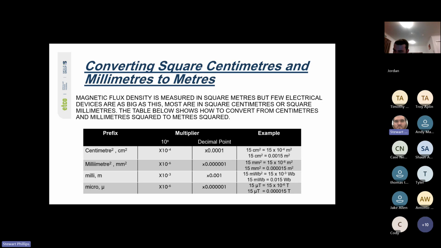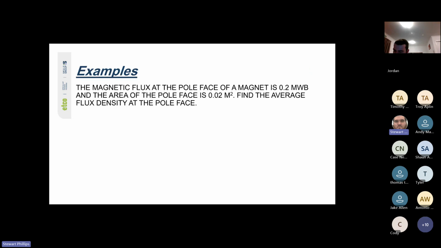Cool. So we'll put this into an example. We'll just go through them because I see it's getting a bit late. So the magnetic flux at the pole face of a magnet is 0.2 mWb, milliwebers, I'm pretty sure that's meant to be. And the area of the pole face is 0.02 meters squared. So find the average flux density at the pole face.